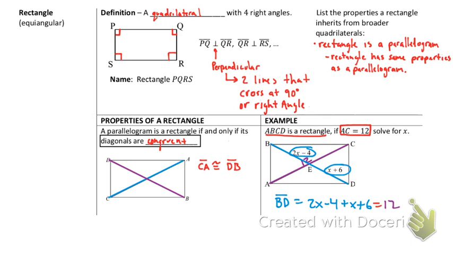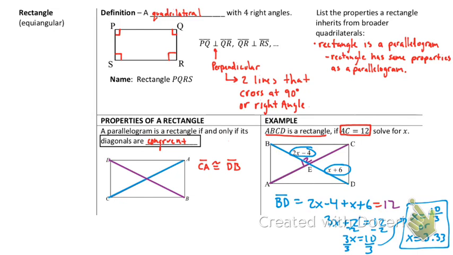Now this just turns into an algebra 1 problem, and we solve it out. So 2x plus x, that's 3x. Negative 4 plus 6, that's positive 2, all equal to 12. Subtract 2. 3x equals 10. So divide by 3, and x is going to equal 10/3. This is in fraction form, or in decimal form, x is going to equal 3.33. Okay, so we just used diagonal congruence of a rectangle.